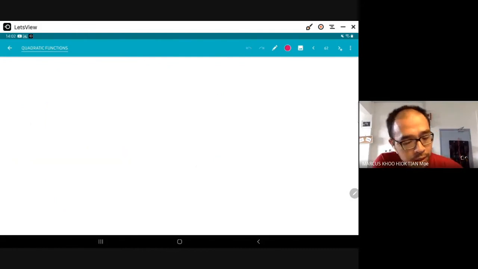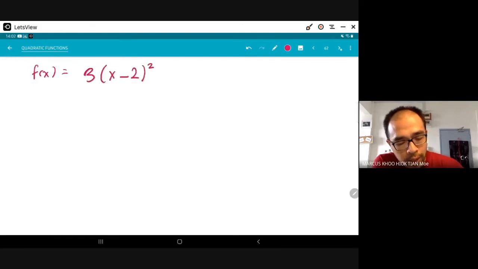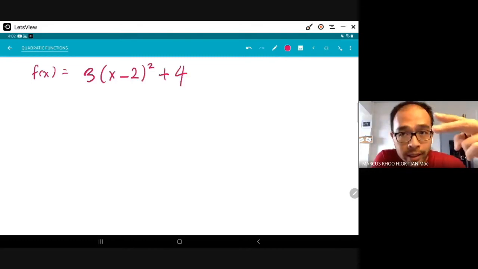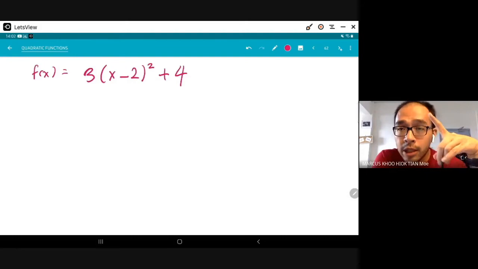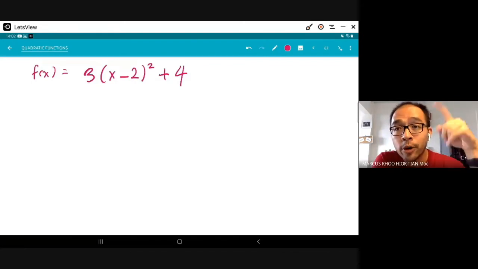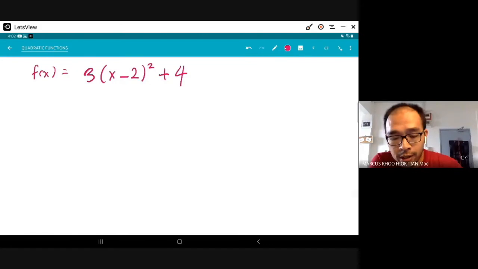Let's say for example fx, saya bagi kamu contoh lah, let's say 3 times x minus 2 squared plus 4. You can immediately tell me two things. Number one, is it a minimum graph or maximum graph? Number two, what is the vertex? Sama ada dia minimum point or maximum point. Macam mana saya mau tahu minimum graph atau maximum graph? We look at this number. Is this number positive or negative?